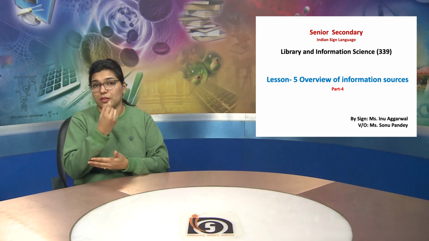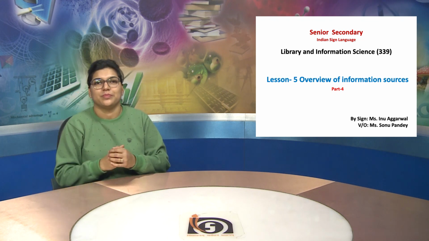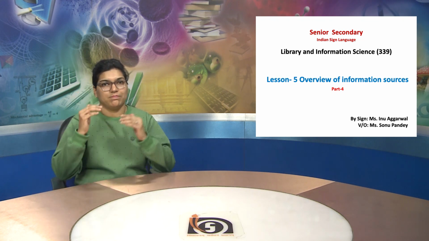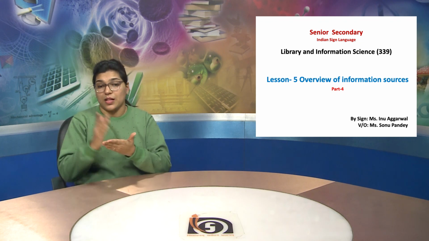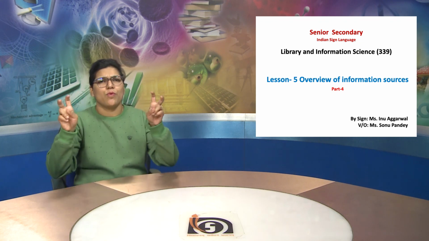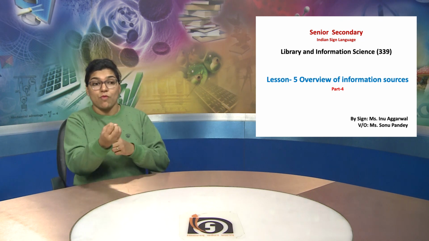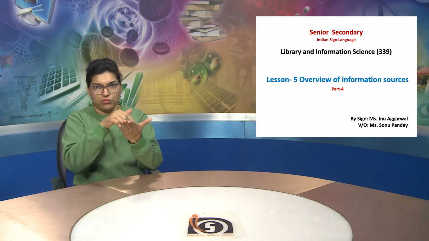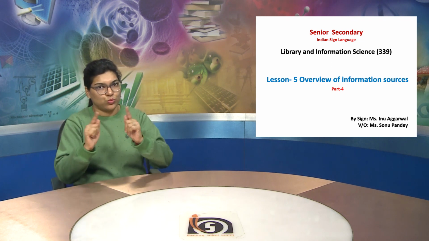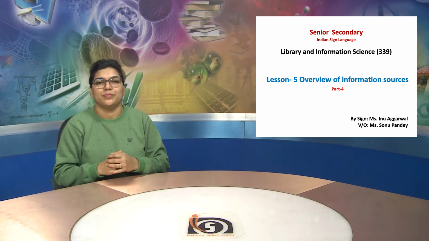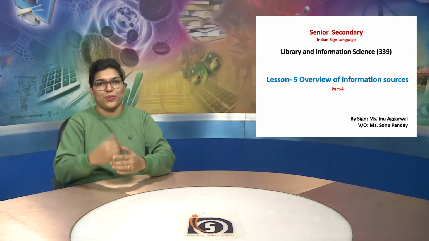This is Subject, Library and Information Science. This is for senior secondary level. Code number for this subject is 339. We are doing lesson number 5. Lesson is shown on the screen. Lesson name is Overview of Information Sources, Video Part 4.